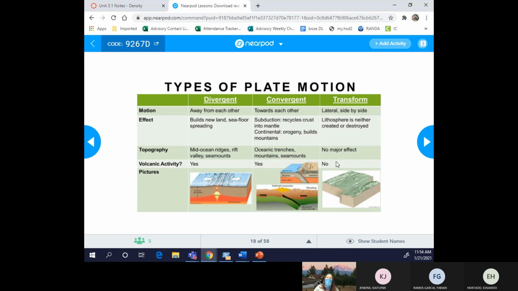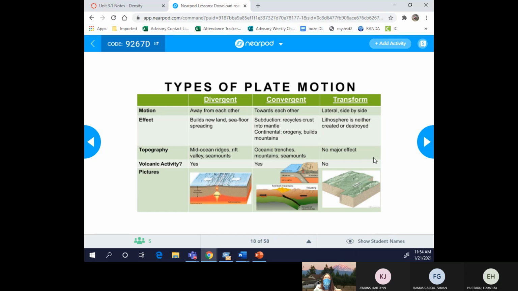Transform boundaries, this last one, have no volcanic activity. There's nothing really major that happens here other than earthquakes. It doesn't create new crust like divergent boundaries, and it doesn't destroy old crust like convergent. So it's just side-by-side movement.